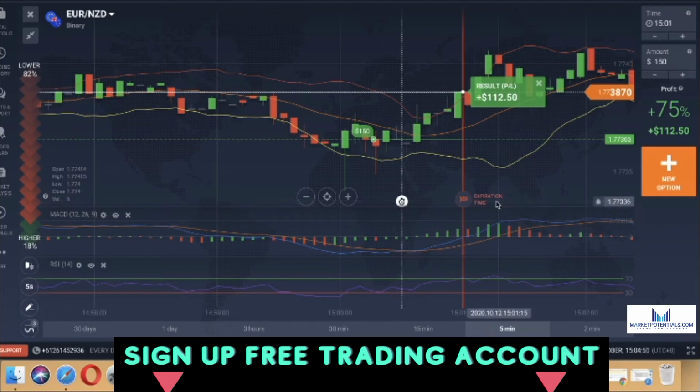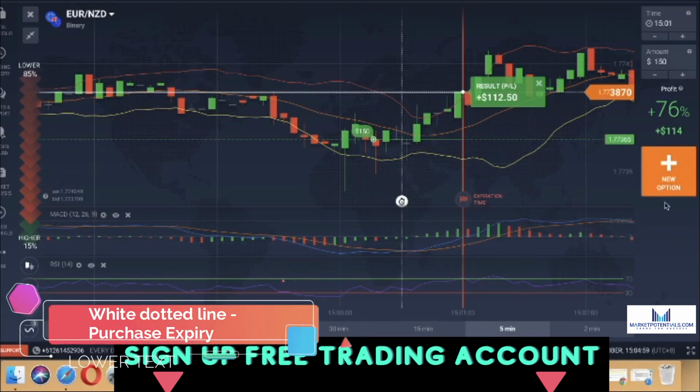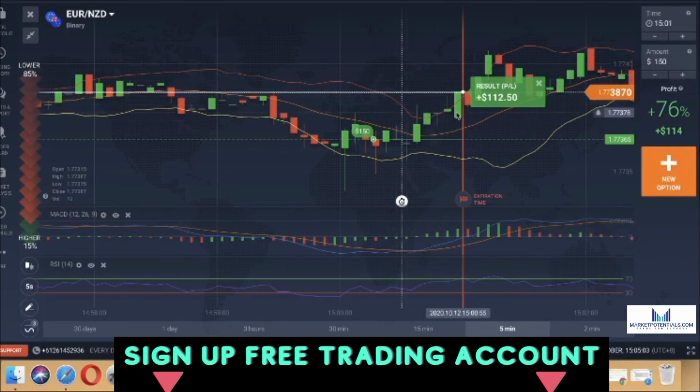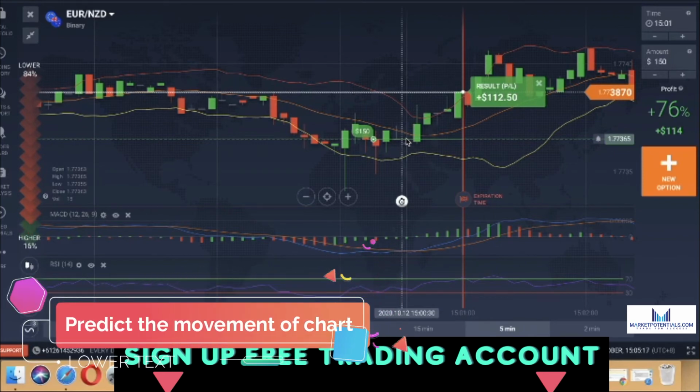So in this case, I entered the trade here. This white dotted line is the purchase expiry line, meaning you have to make a decision and click whether the chart is going to go up or down by the time you come to this. Beyond this, you can't take this trade, then you have to wait for another trade. Now, basically binary options trading is very, very simple. All you're trying to do is predict the trend of the chart. All you really have to do is guess the direction of the chart, whether it's going to go up or down. That's it. That's really all you're doing, nothing else.